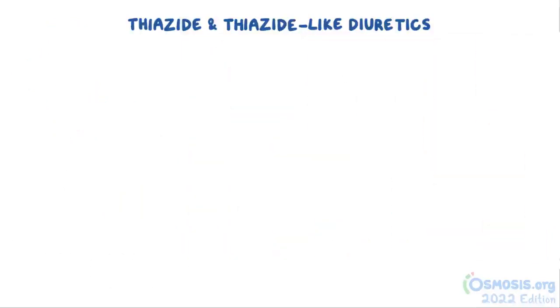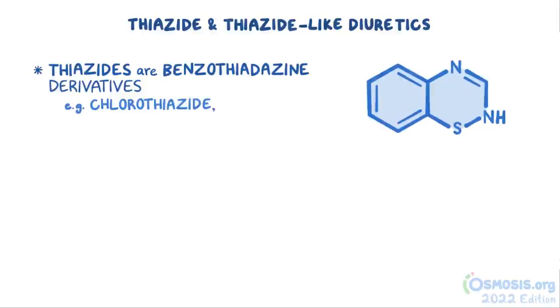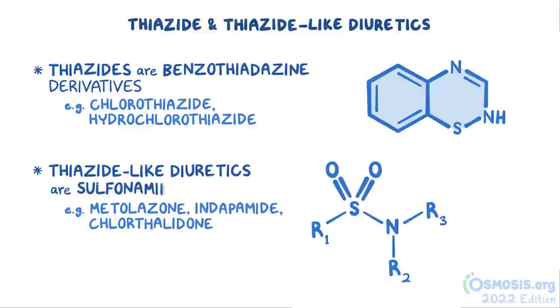Okay, so let's meet our diuretic team here. But first, what is a thiazide and what is a thiazide-like diuretic? Well, all these medications have the same effect. The difference stems from their chemical structure. Thiazides are benzothiadiazine derivatives, like chlorothiazide and hydrochlorothiazide, and they all end in thiazide. Whereas thiazide-like diuretics, like metolazone, indapamide, and chlorthalidone, are sulfonamide derivatives.